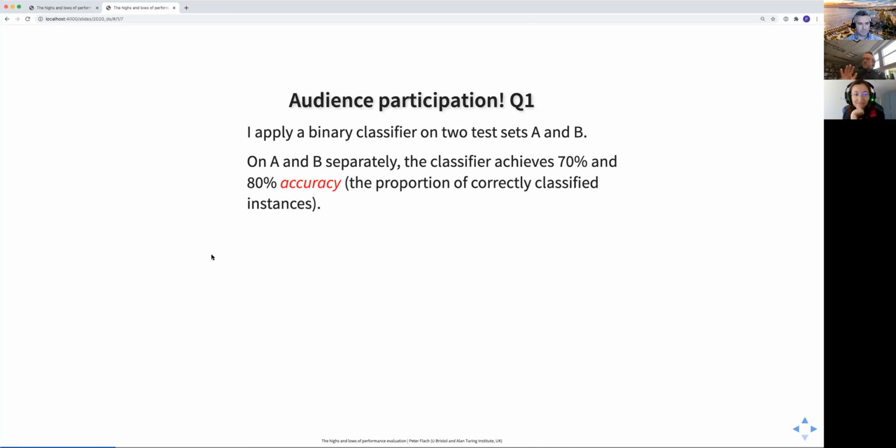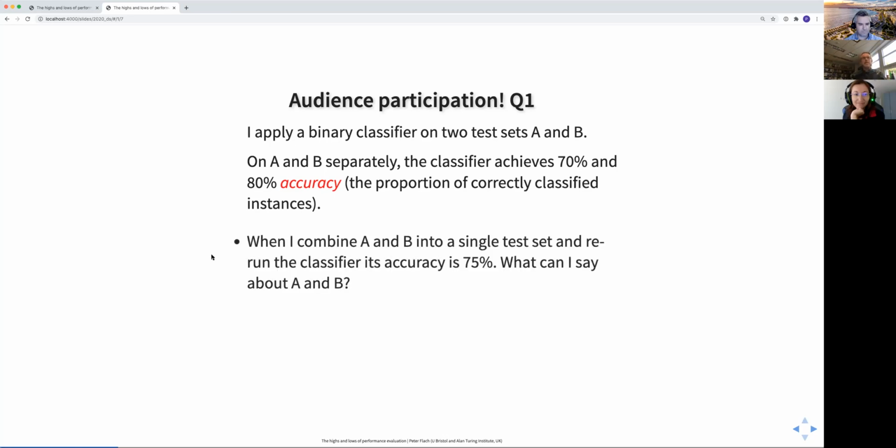So instead of going cycling, I'm doing machine learning. So I have two test sets, A and B. I apply a binary classifier. On A and B separately, the classifier achieves 70% and 80% accuracy, so the proportion of correctly classified instances. So now I'm going to put A and B together. This is concatenation again. I have a single test set now, and I rerun the classifier, and I get an accuracy of 75%, which is the arithmetic mean of the two things.